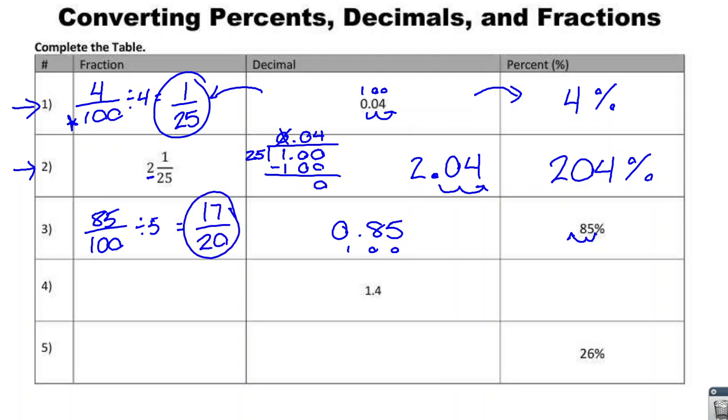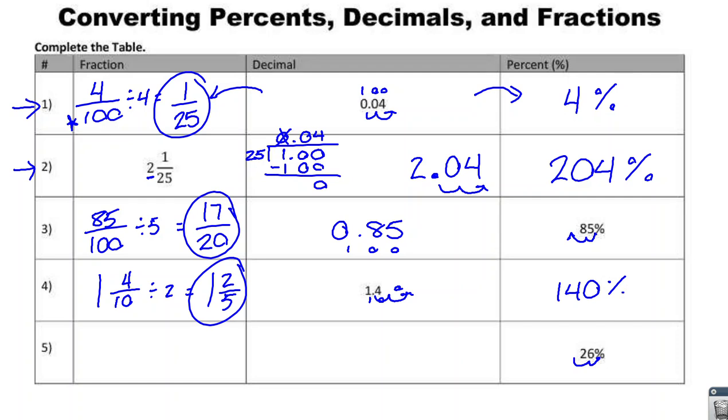For number 4, that's going to be 1, because I pulled the 1 out, and that's 4/10. Simplify by 2, and I get 1 2/5. Now if I turn this into a percentage, move it 2 to the right, so I get 140%. And then the last one, I have to write in the decimal point, move it 2 to the left, 0.26. That becomes 26 hundredths because the place value is the hundredths. And I can divide it by 2, and I get 13 over 50.